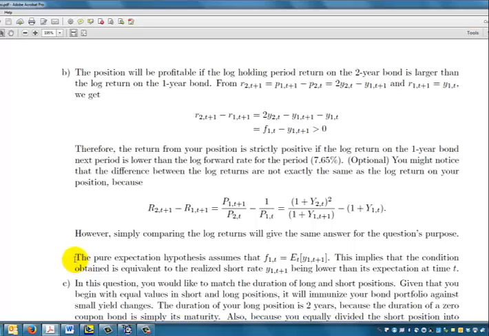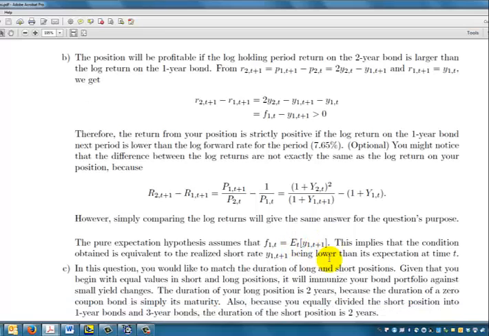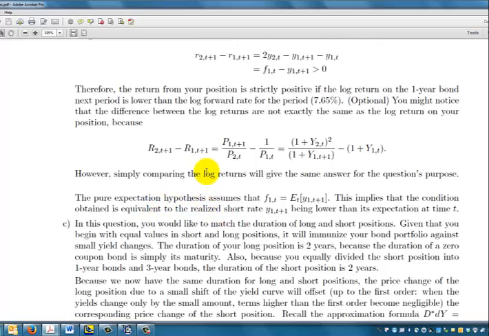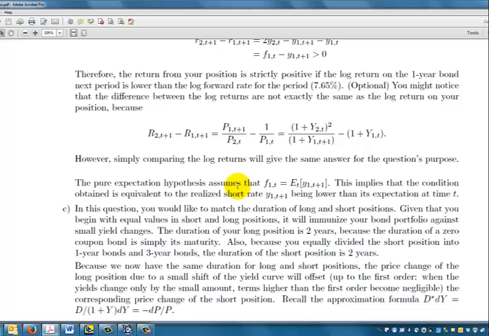But note down here, the pure expectations hypothesis assumes that F1 equals the expected short rate 1 period ahead. So that would imply that your strategy won't make money on average. In other words, there's no money to be made by betting on interest rates of a particular maturity. No money to be made on average.